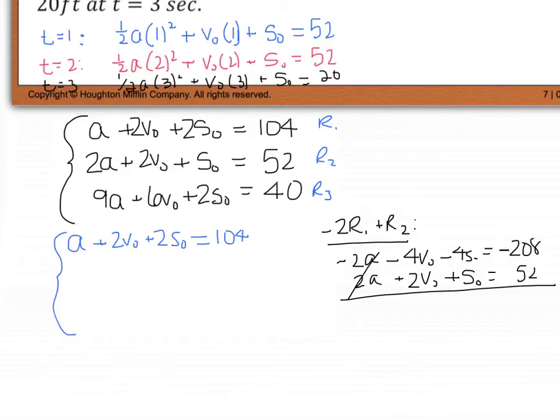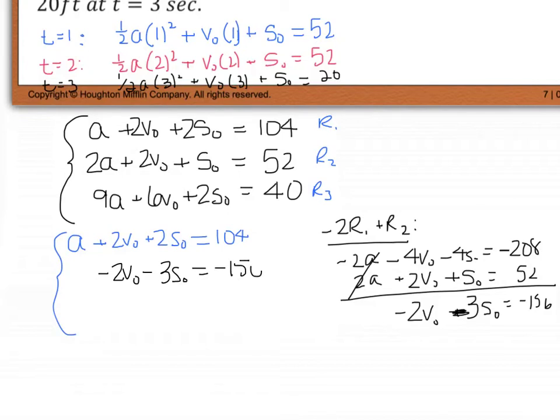The a's are going to cancel. I have a negative 2v sub 0, minus 3s sub 0, and that's going to give me a negative 156. So I'm going to write that in here: negative 2v sub 0 minus 3s sub 0 equals negative 156.